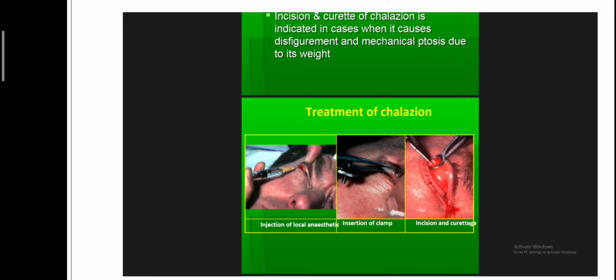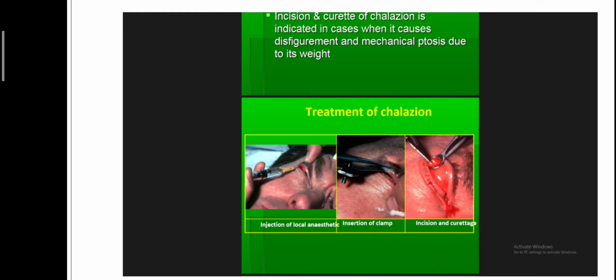Followed by this, we need to evert the lid, like we just saw in the third image. So right now we are seeing the chalazion. The drainage is mostly done internally; as a few textbooks have mentioned, internally we put a vertical incision, externally a horizontal incision. Mostly we do an internal drainage. Here with the blade we are putting a vertical incision and evacuating the contents.